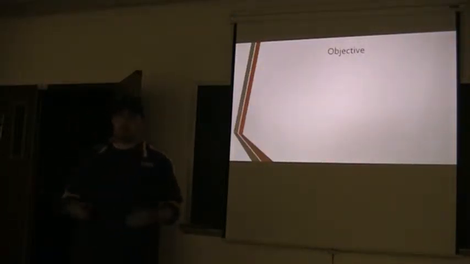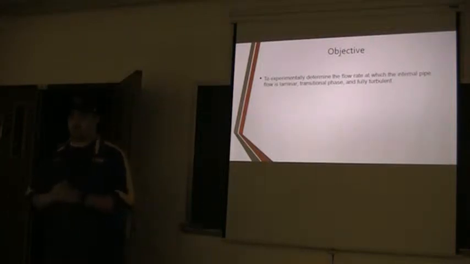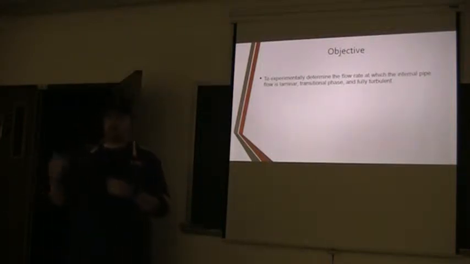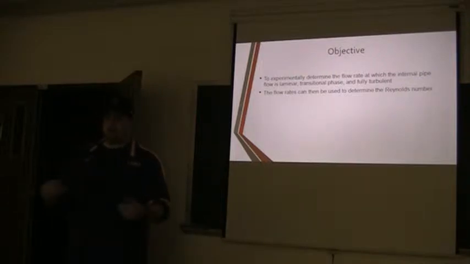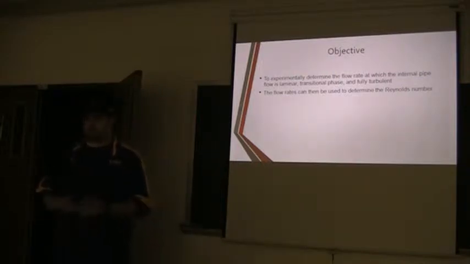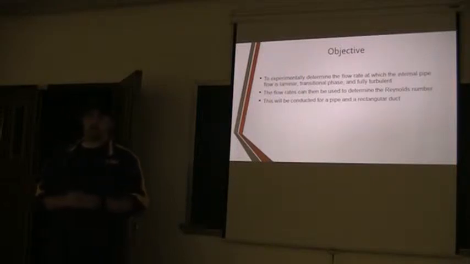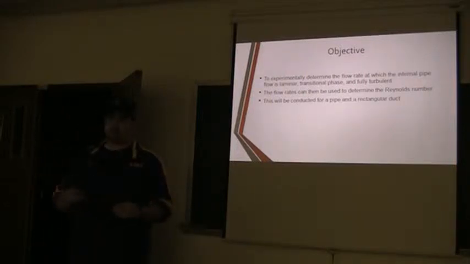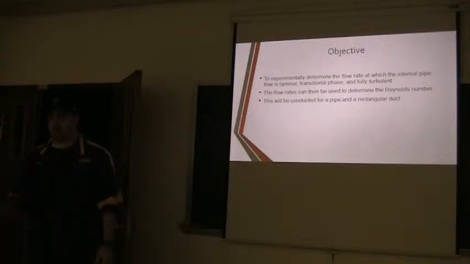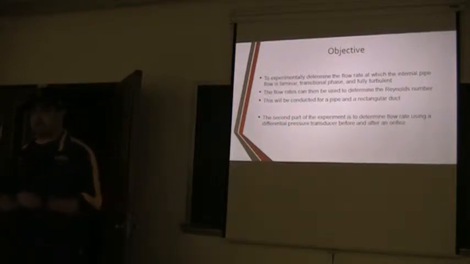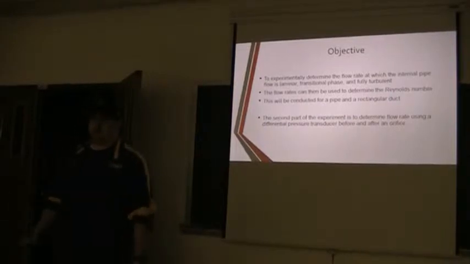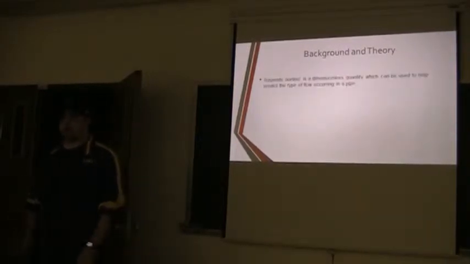So the objective of this project is to experimentally determine the flow rate at which the internal pipe flow is laminar, transitional, or fully turbulent. The flow rates can then be used to determine the Reynolds number. This will be conducted for a pipe and a rectangular duct, also known as the hydraulic diameter pipe. The second part of the experiment is to determine flow rate using a differential pressure transducer before and after an orifice. So, some background and theory on this.